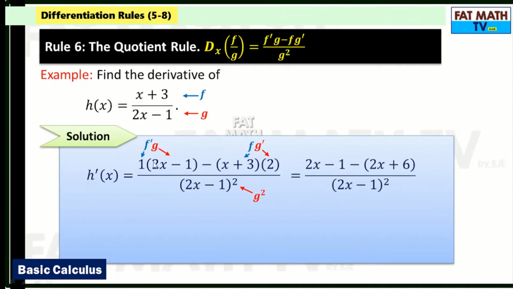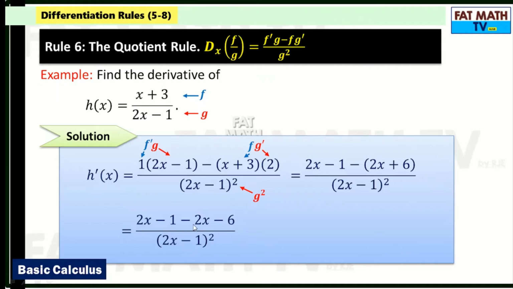So we will have 1 times 2x minus 1 is 2x minus 1 minus, expand this, x times 2, that's 2x, and 3 times 2, that's 6. So as what you can see here, we're still enclosed in parentheses the product of f and g prime here. So because we will still distribute this negative sign, the positive 2x will be negative 2x, and the positive 6 will be negative 6. So we will have copy 2x minus 1, and then this will be minus 2x minus 6 over the square of 2x minus 1.